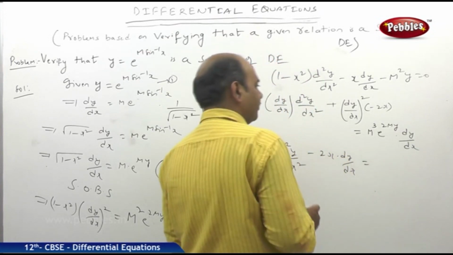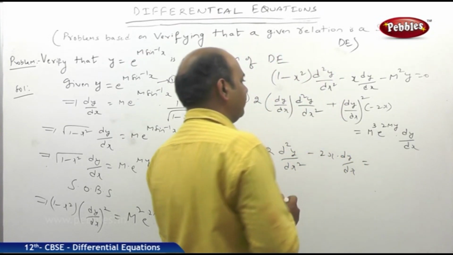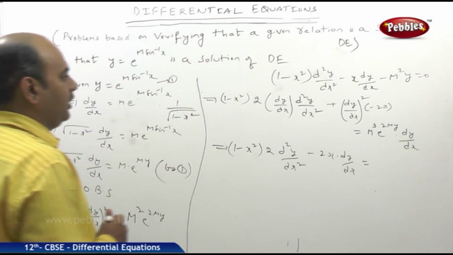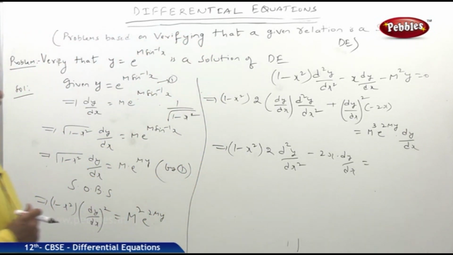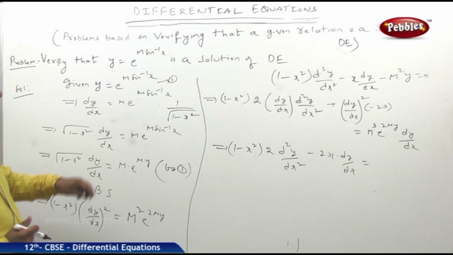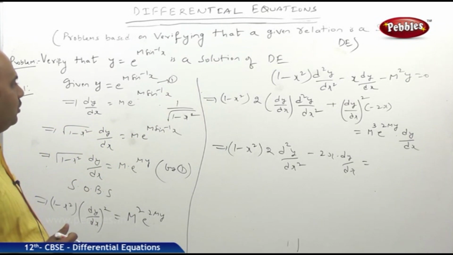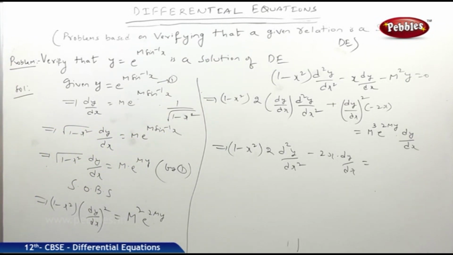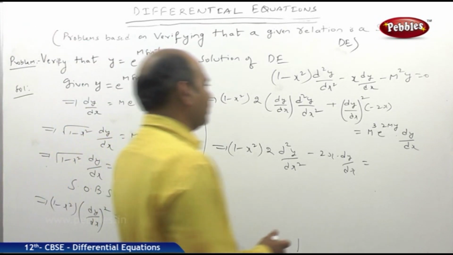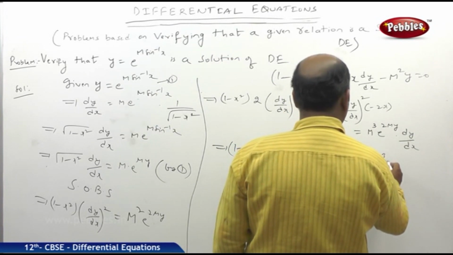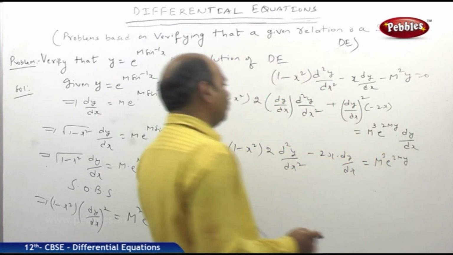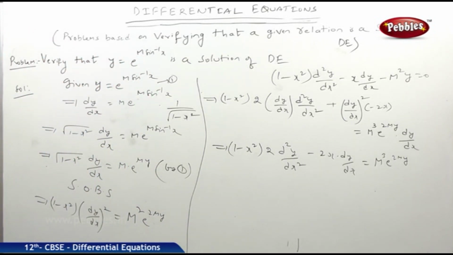That is equal to, if you could observe carefully, m cube into e power 2my into dy by dx. But dy by dx we got as m into e power m sin inverse x into 1 by root of 1 minus x square. But that looks odd, I feel. So what I'll be doing, here there remains m cube into e power 2my, because all dy by dx will be getting cancelled.